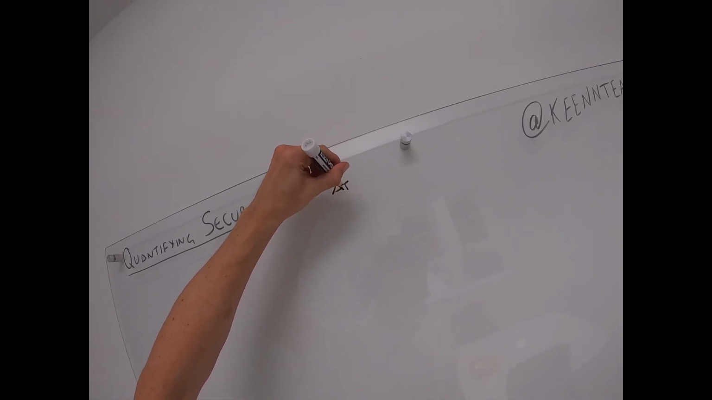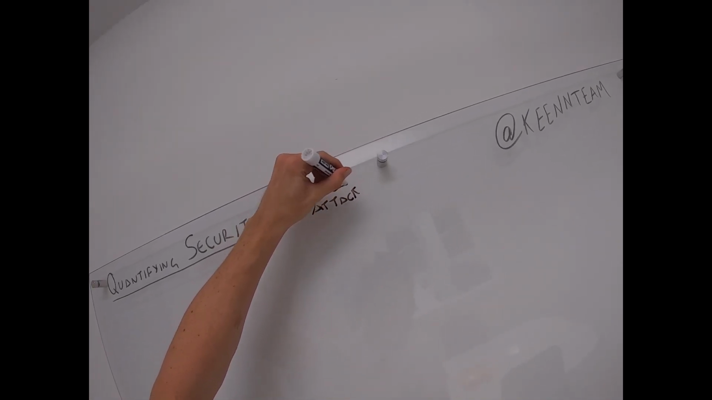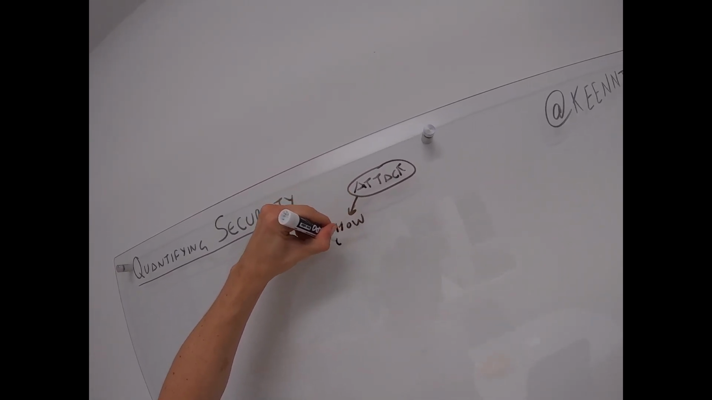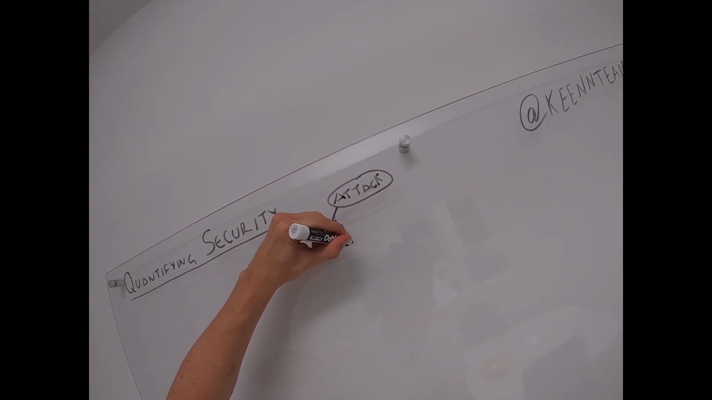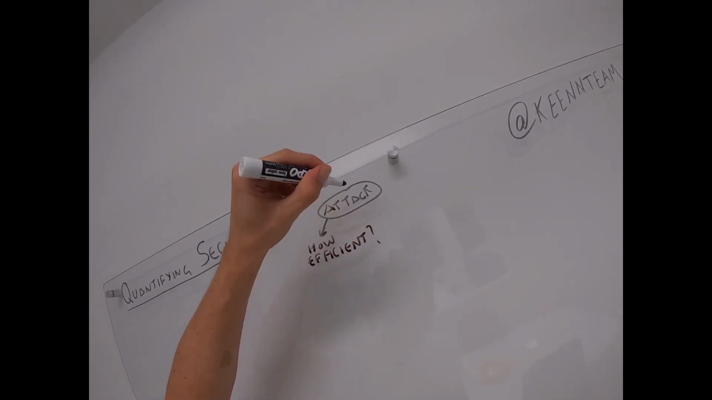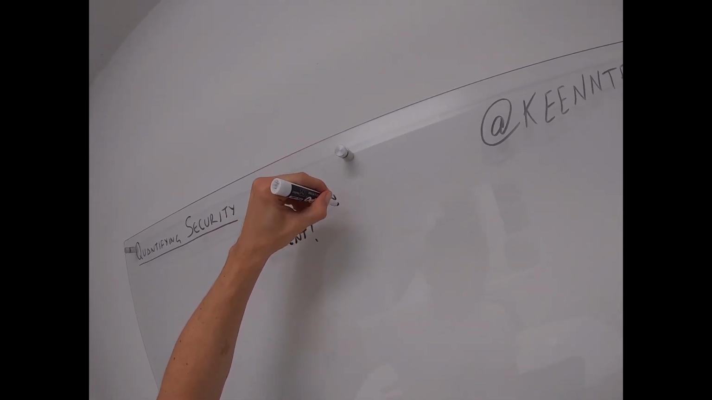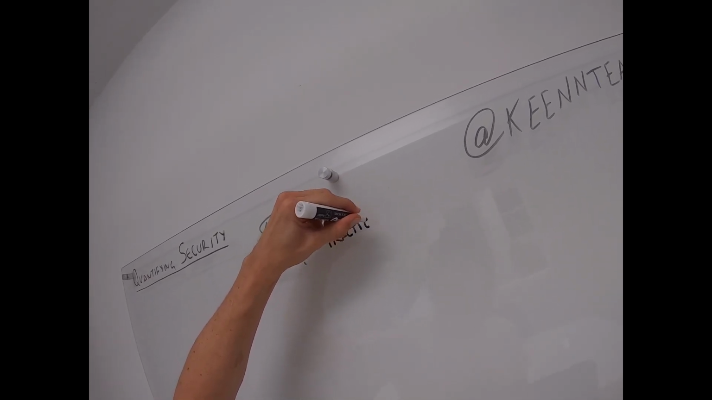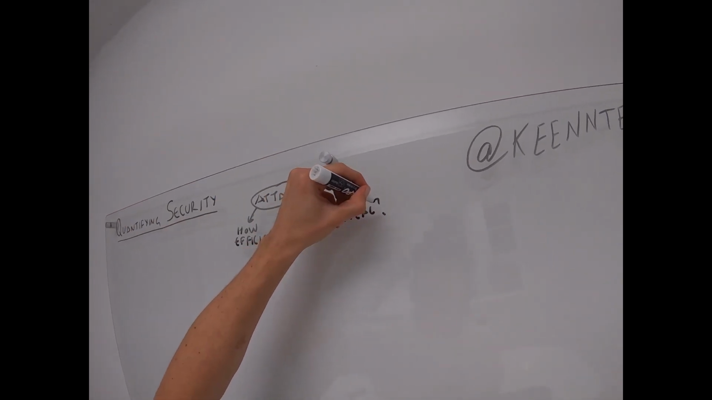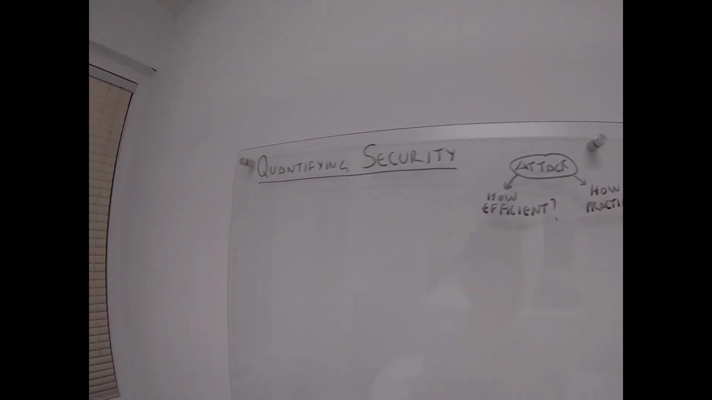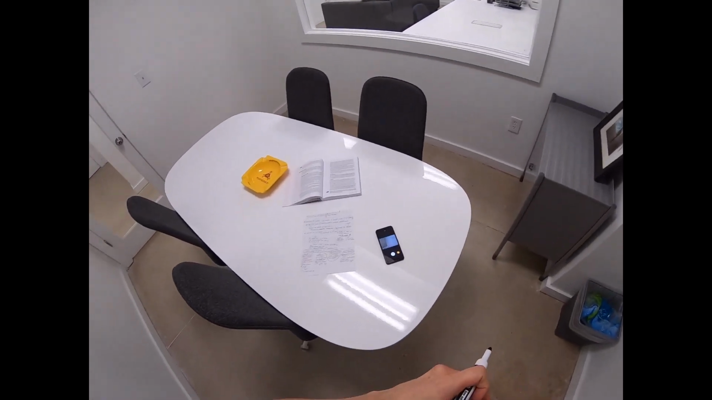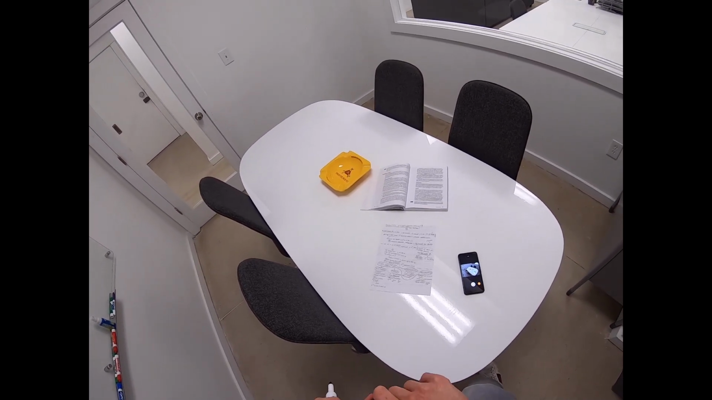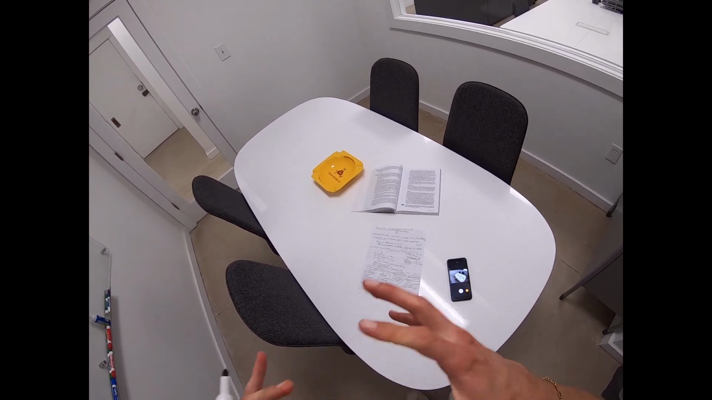So we have an attack, and I want to see how efficient and how practical. Okay, we're going to try to answer these questions about an attack on cryptography. Cool. So how do we measure security in a theoretical way?